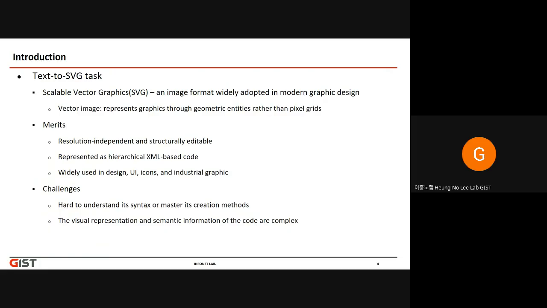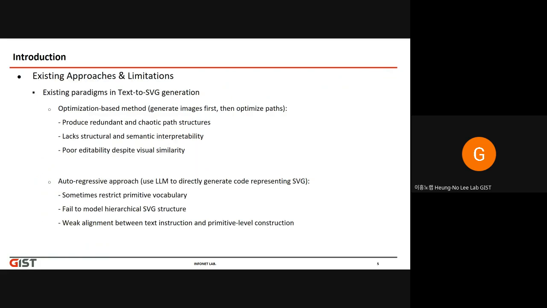but it is hard for humans to understand its syntax or master the creation method. The visual representation and semantic information of the code are very complex. So there are many existing approaches, but they have some limitations. There are widely two groups.